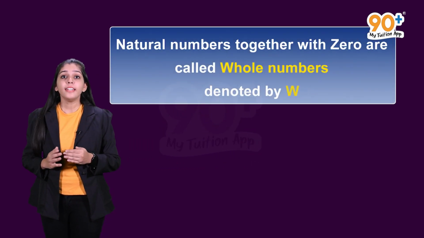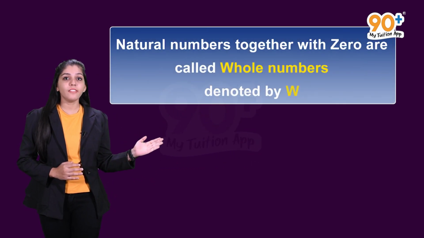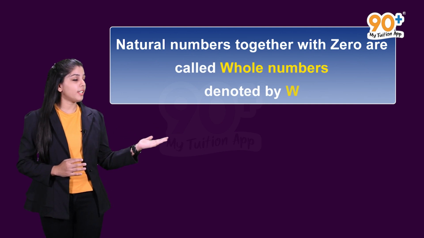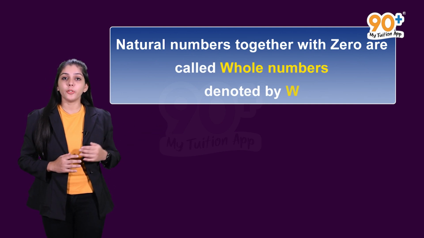Next, let's remove all the balls from this bag. Can you tell me how many balls are remaining in this bag? Yes, there are 0 balls. Now, natural numbers together with 0 are called whole numbers and we denote it by W.